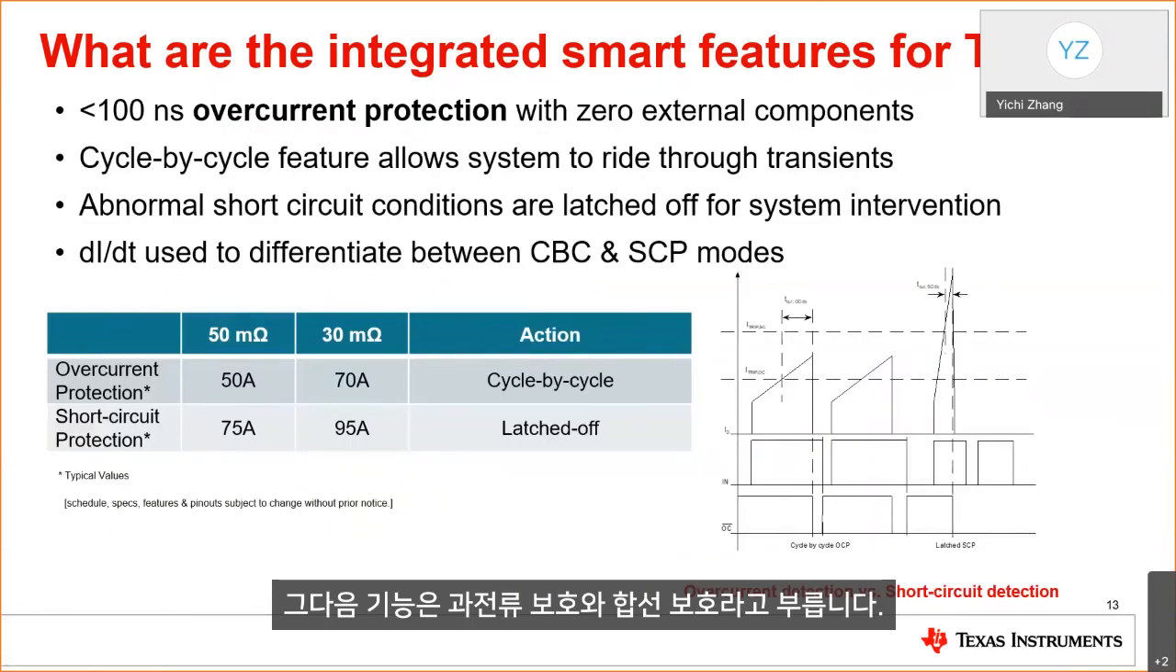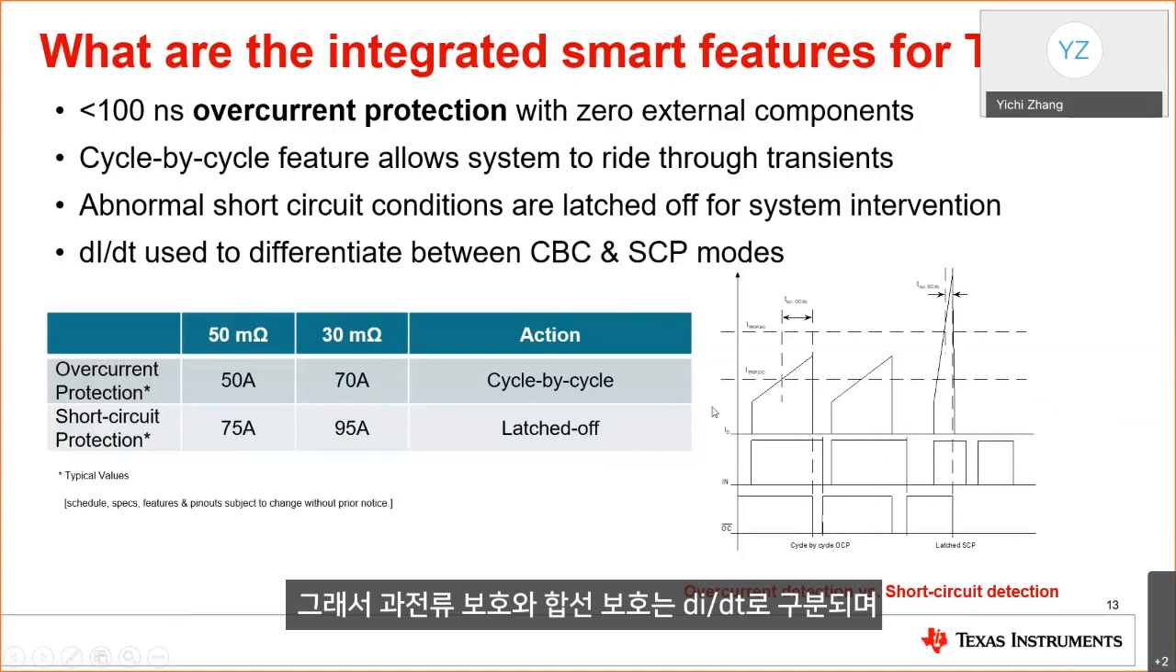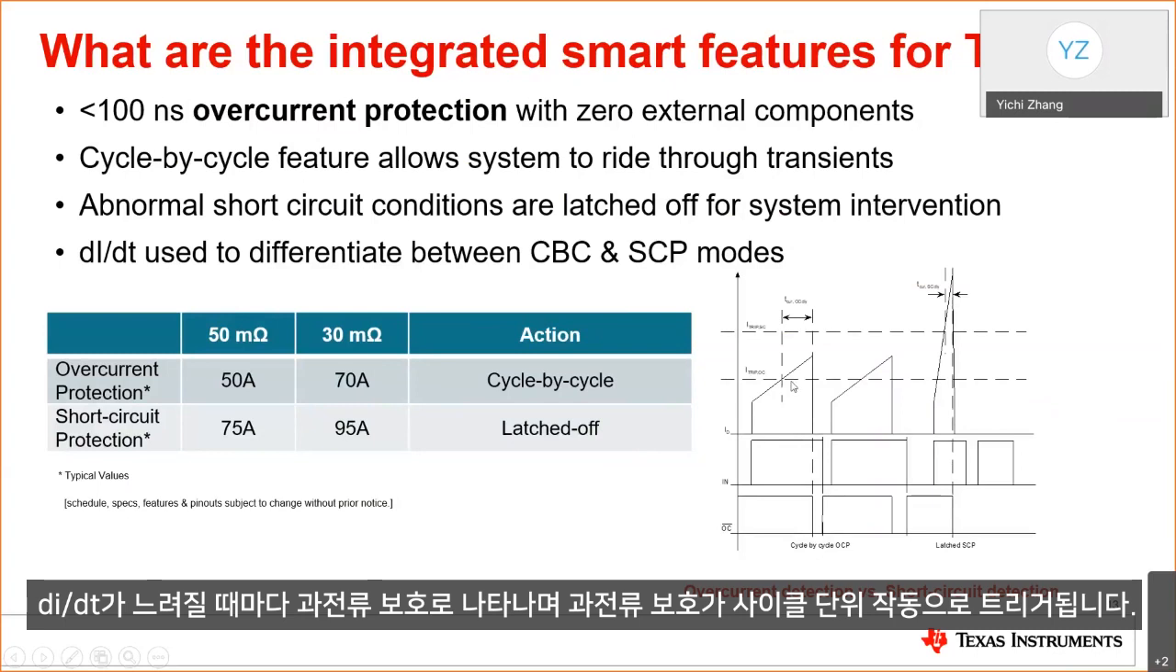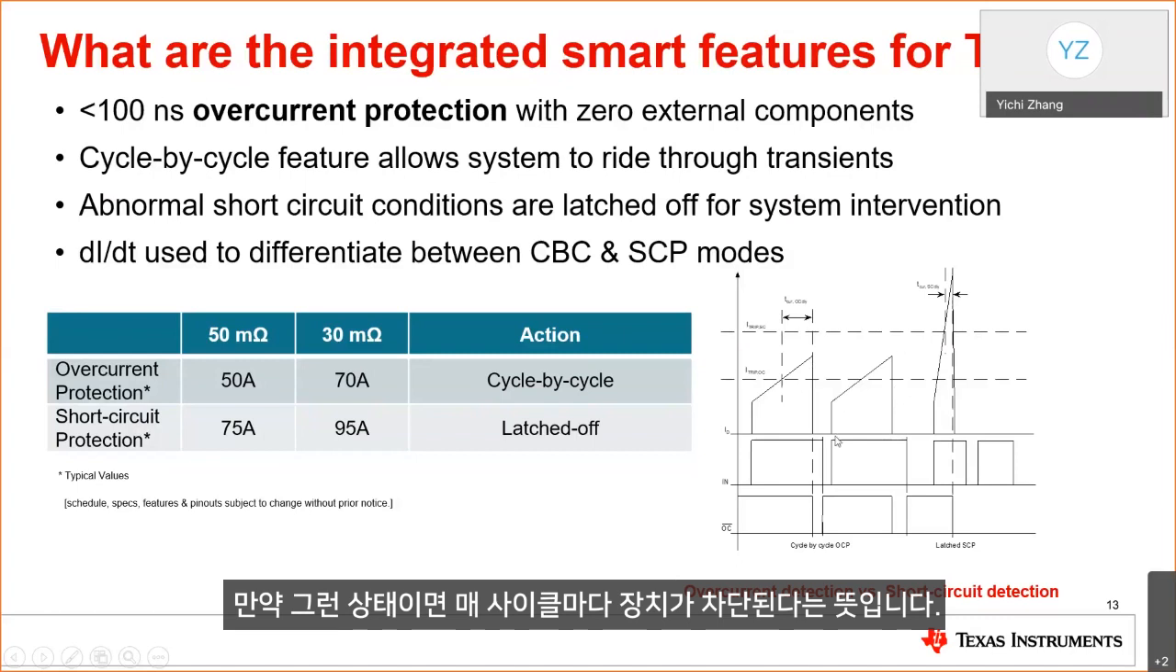And then the next feature is what we call overcurrent protection and short circuit protection. That's integrated in our GaN FET, so you don't need to externally implement these two features. Overcurrent and short circuit protection are differentiated by the di/dt. Whenever you have a slower di/dt, it will be seen as overcurrent protection, and it will be triggered with cycle-by-cycle operation, which means that in each cycle, it will try to start itself and see if it's still in the overcurrent state. If it is, then it will be shut off in each cycle.